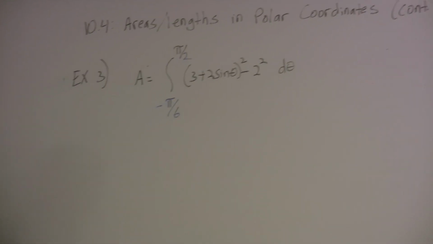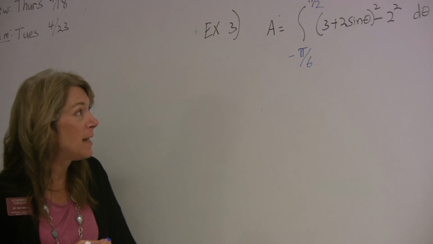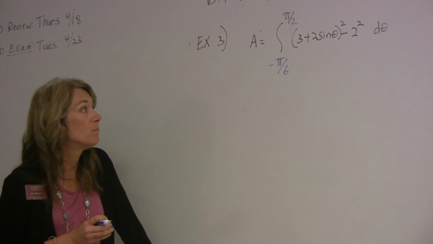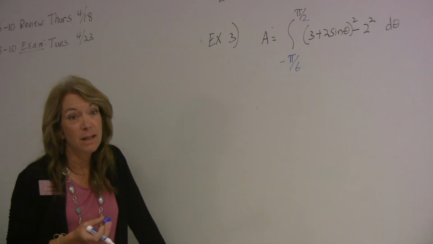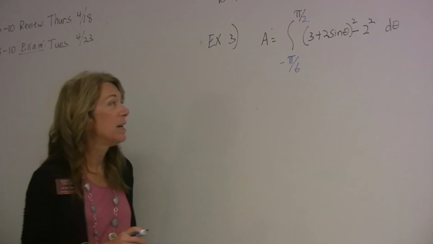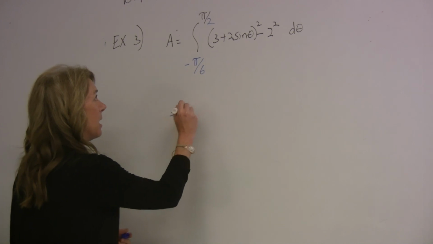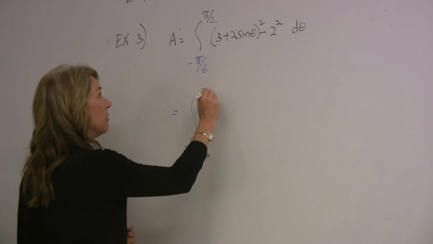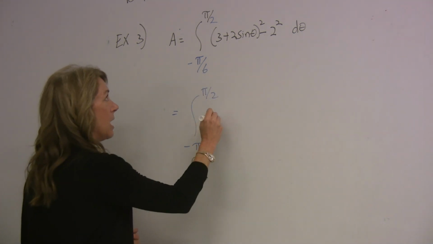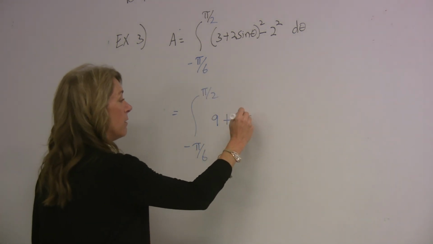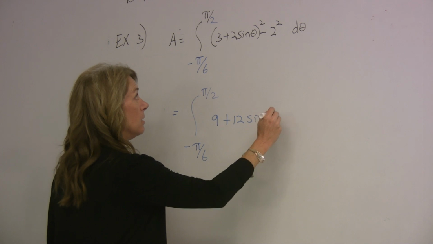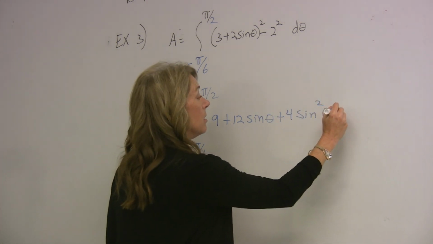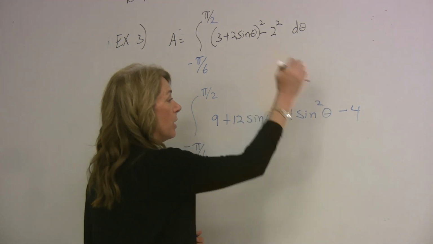The hardest part of these is setting them up. We did that last time. Now what? Yeah, distribute, multiply everything out. It's going to be very similar to what happened last time. So we'll keep the bounds here. When I multiply this out, that will be 9 plus 12 sine theta plus 4 sine squared theta minus 4 from that 2 squared.